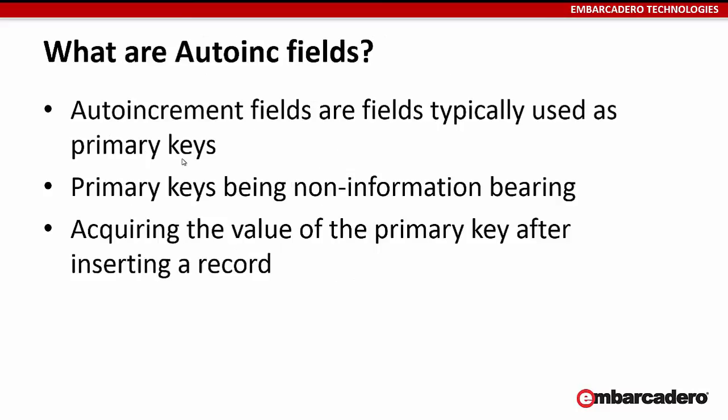Auto-increment fields are fields typically used as primary keys, being non-information-bearing primary keys, so you cannot deduce anything from the primary key apart from the record itself. And the thing that you can do very easily in FireDAC is acquiring the value of the primary key after you have inserted a record.